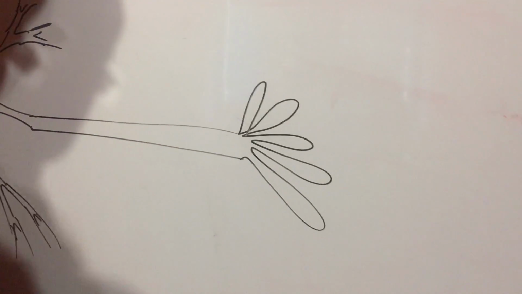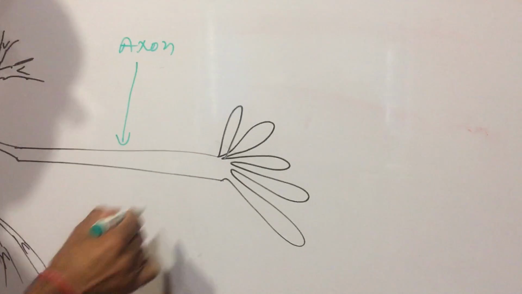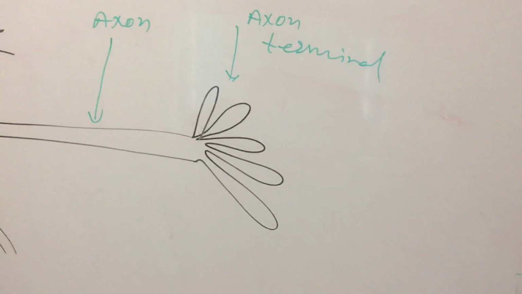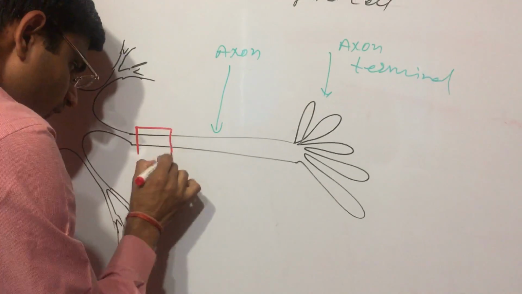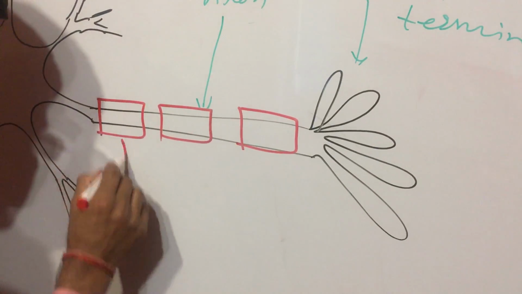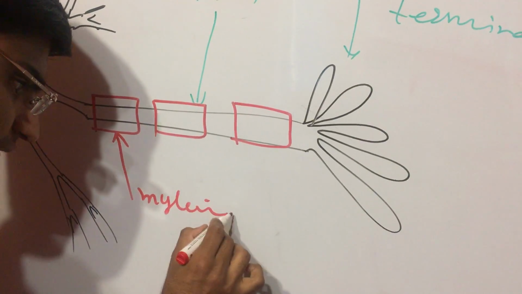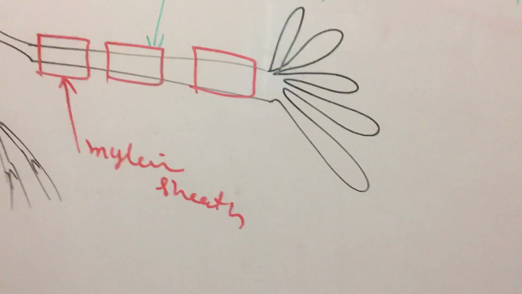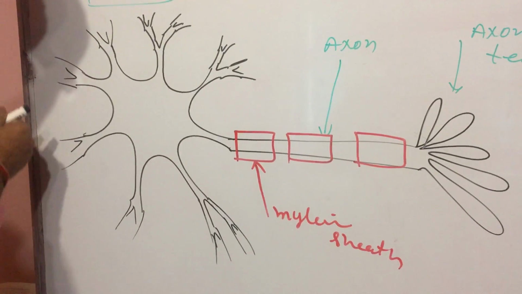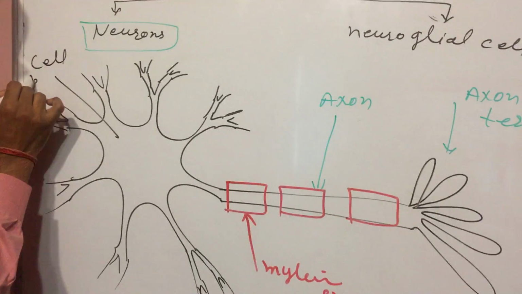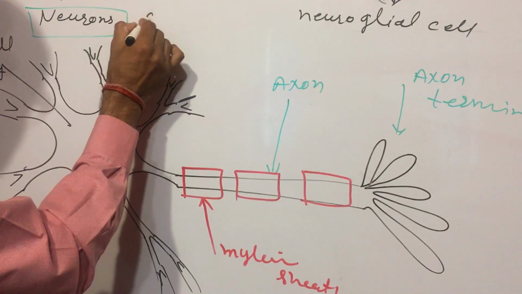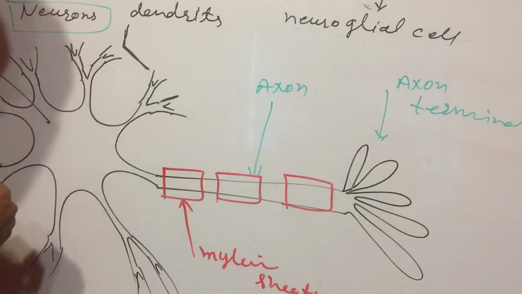This is the axon, that is the axon terminal. Here the axon has some myelin sheath. This is the myelin sheath. Here in the middle is the cell body. This is the cell body, and these are the dendrites.